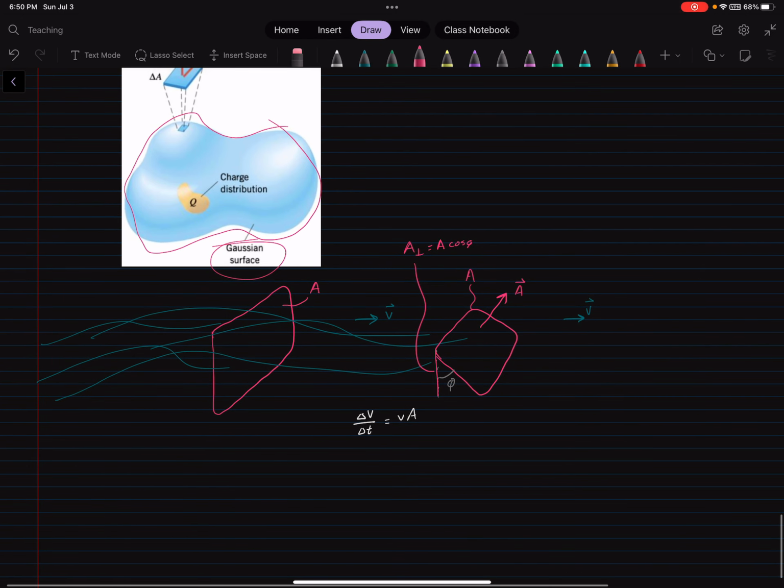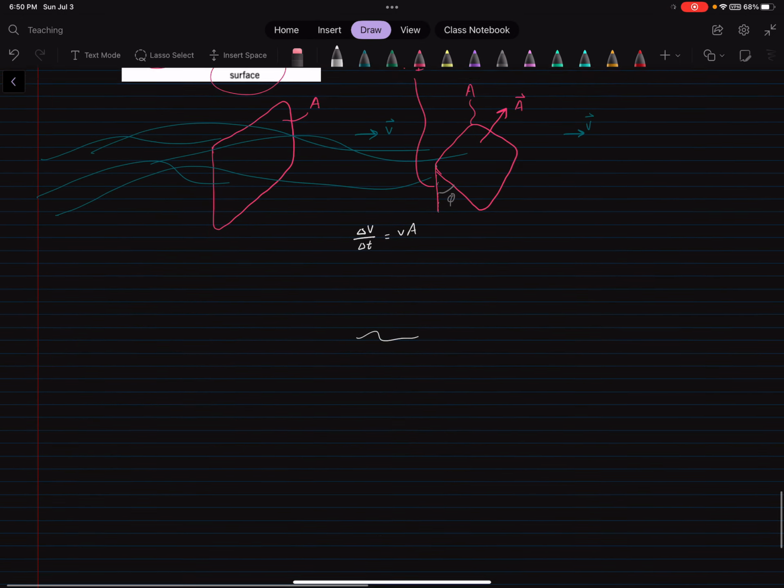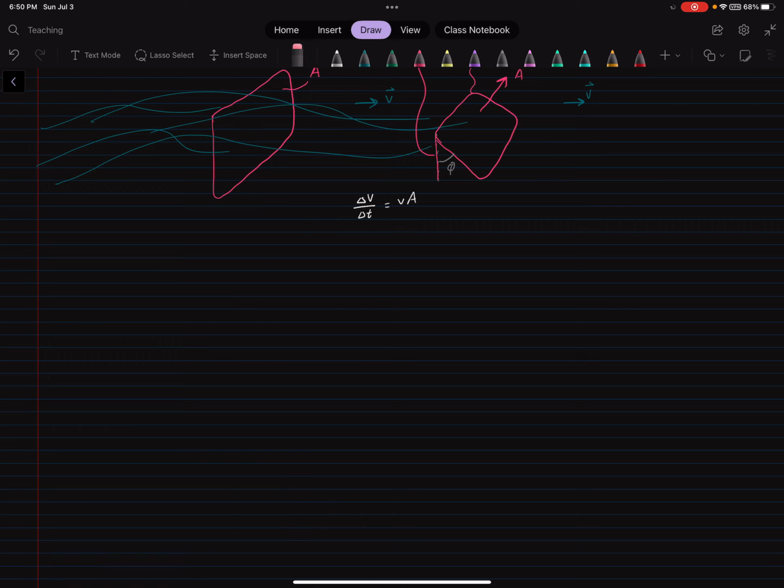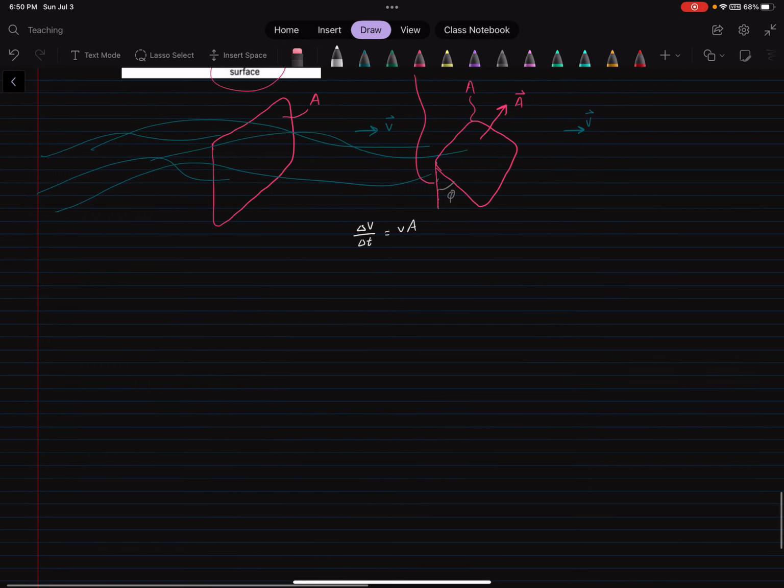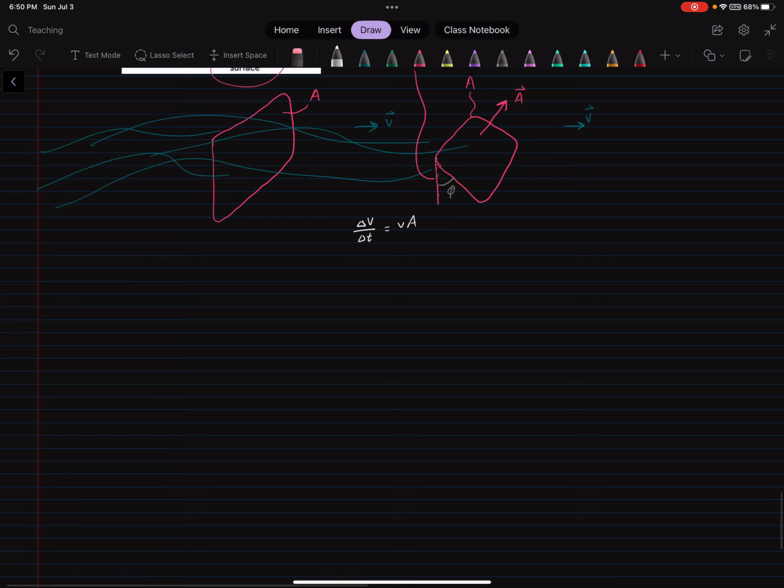And so all that's just to say that if we have a tilted surface at some arbitrary vector A, then the flow rate is given by the same thing, delta V over delta T, but this time it's the component that ends up making it through and at the same direction. So you have VA cosine phi.